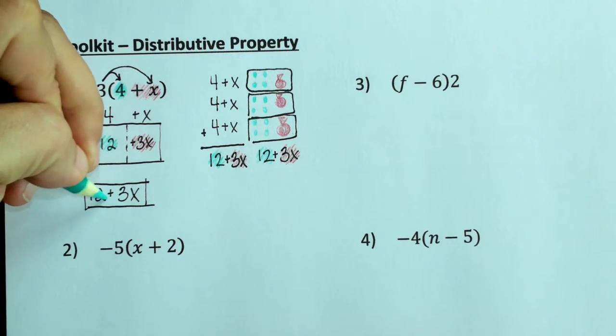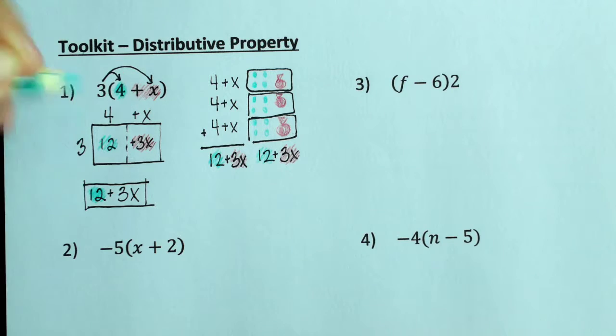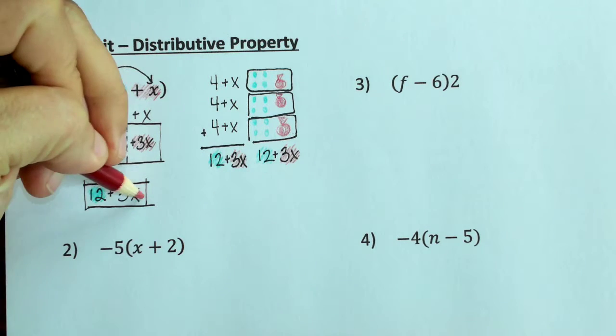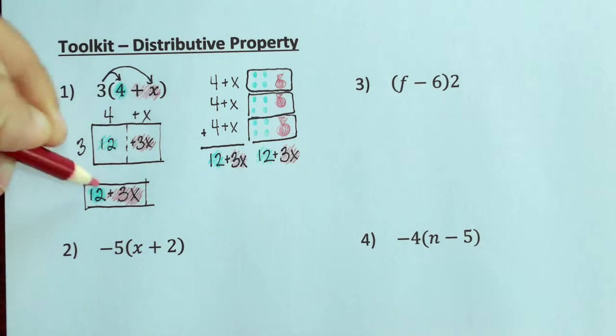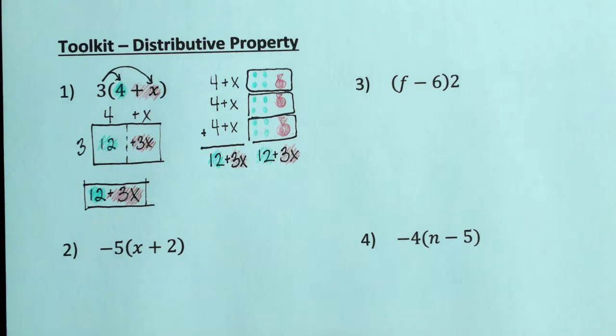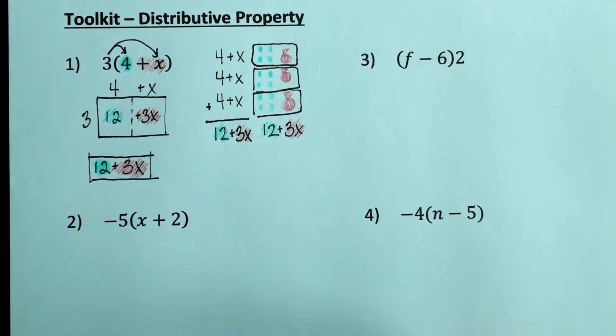And in all of them, we cannot combine our x's with the 12 because the x is standing for something that we don't know right now. And the 12 is just clearly the 12 pennies if we were referring back to that picture. Okay, moving on, looking at number 2.